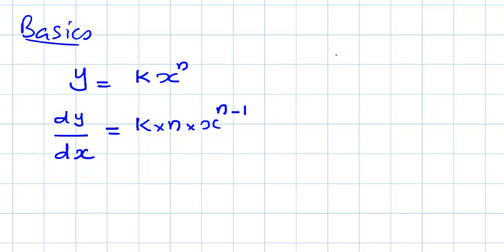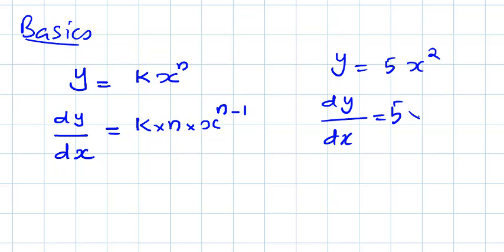For example, suppose y equal to 5x square, then what is dy by dx? dy by dx is 5 into 2 into x to the power 2 minus 1, which is 10x. So you always do like this: 5 into 2, 10. Then reduce that power by 1, so you will get 10x. But the variables can change.